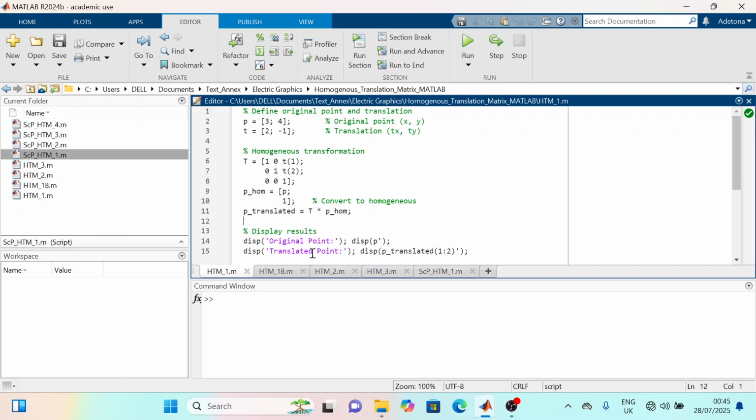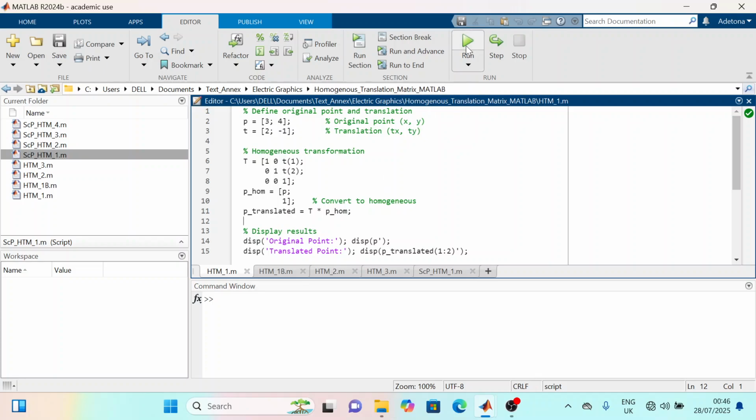Then for the translated point, the point that we have moved in x direction 2 units away, in y direction -1 away, we are going to get a new point entirely. Then we want to show that the point is translated point colon. The content of this location here is what this one is going to display. But we want it to display not in columnar vector, but row vector, and that's why we put transpose here.